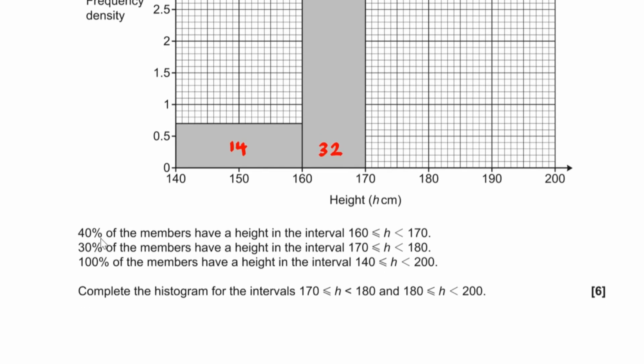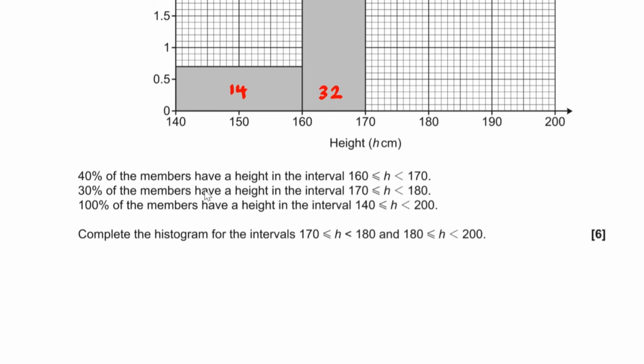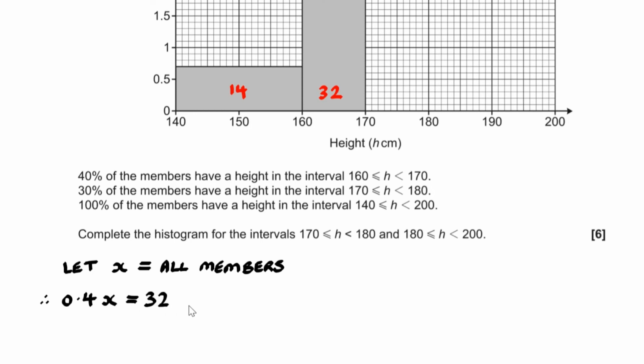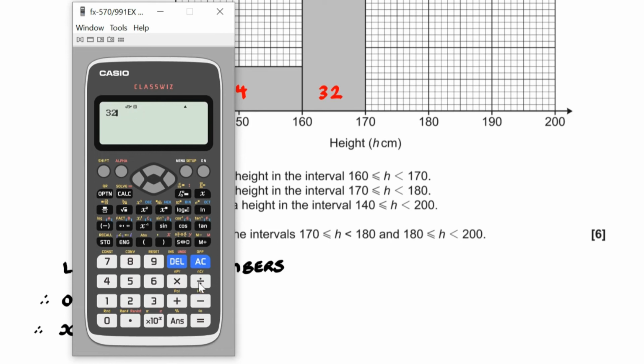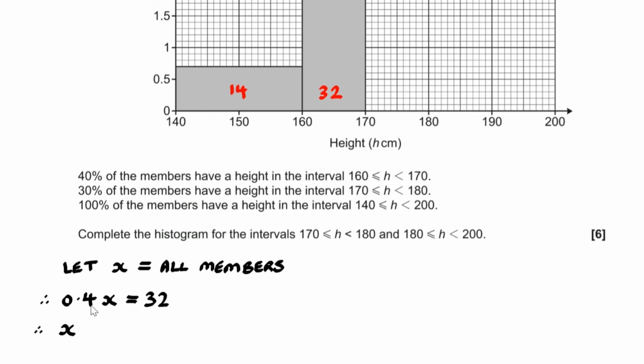So what do we know so far? We know that 40% of the members have a height in the interval 160 to 170. So we've got 40% of all the members equaling 32. So if we let x equal all the members, then we have 40%, so that's 0.4, times x, and we know that this is equal to 32, which means if I find out how many members we have in total, 32 divided by 0.4 is 80, so we have 80 altogether. We have 80 for all our bars.